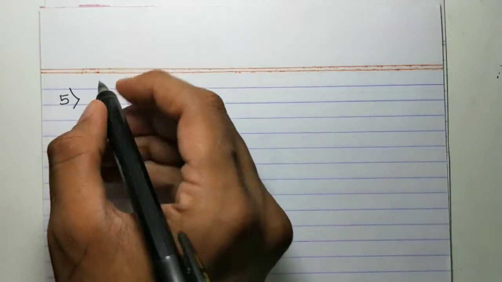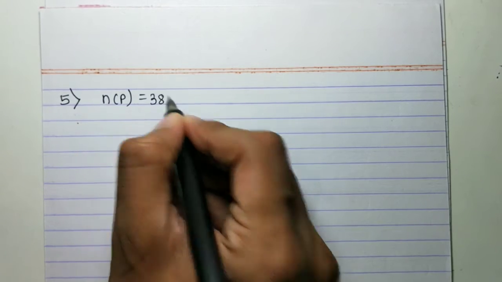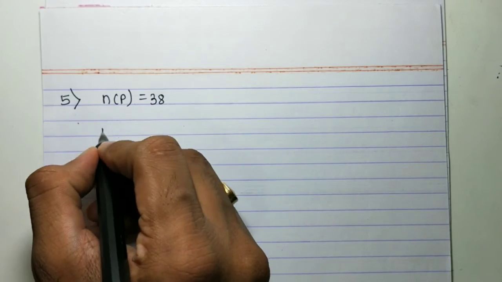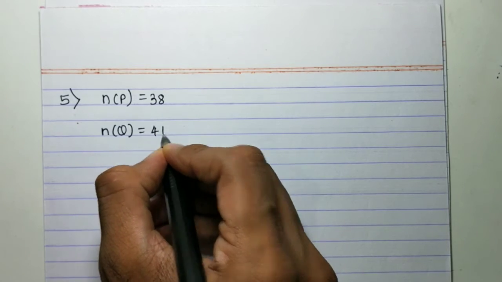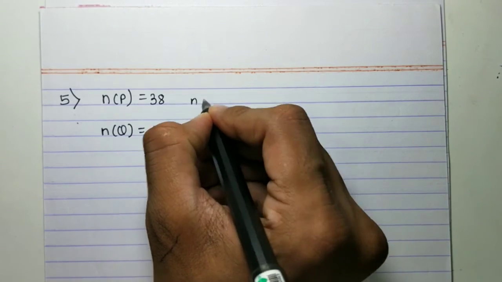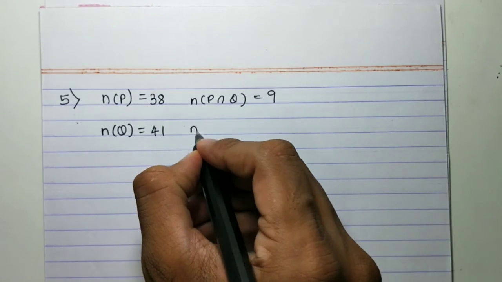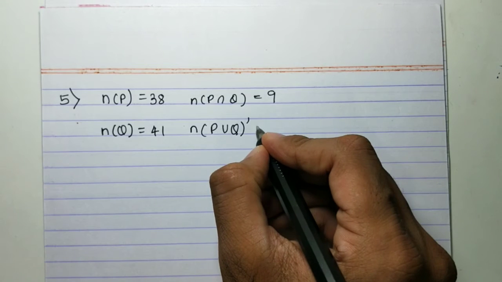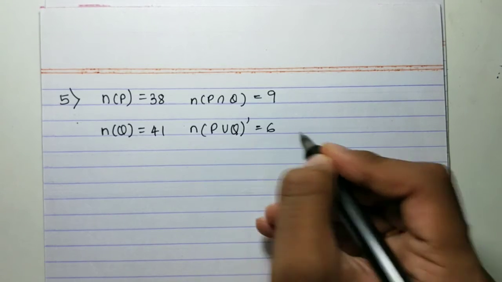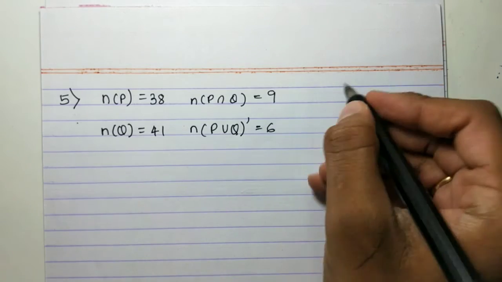Question number 5. We have cardinal number of P is 38. Cardinal number of Q is 41. Cardinal number of P intersection Q is 9. And cardinal number of P union Q dash is 6. And what do we have to find? We have to find the universal set.